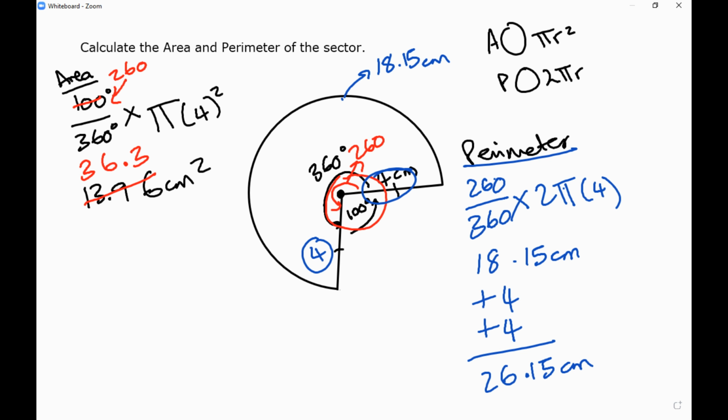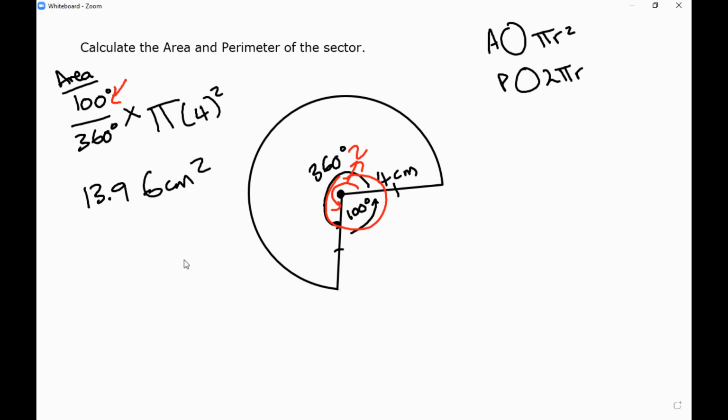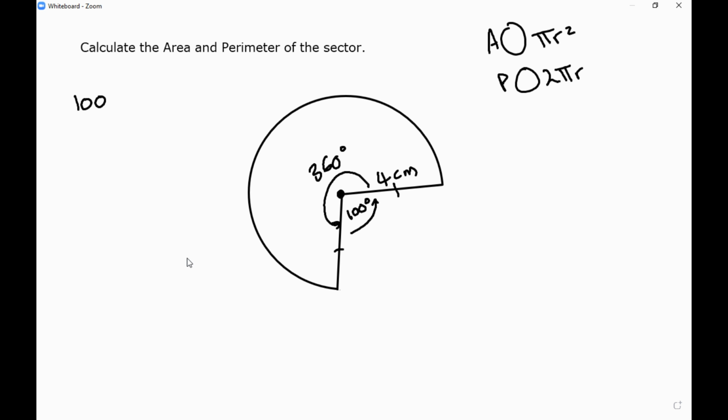Okay. Shall we try another one? Do you think you can do it now? Maybe take a quick screenshot and I'll give you some new values. Tell me when you're ready. All right, here we go. I am going to change the numbers around a little bit, keep the sector the same. You can calculate the following area and perimeter.